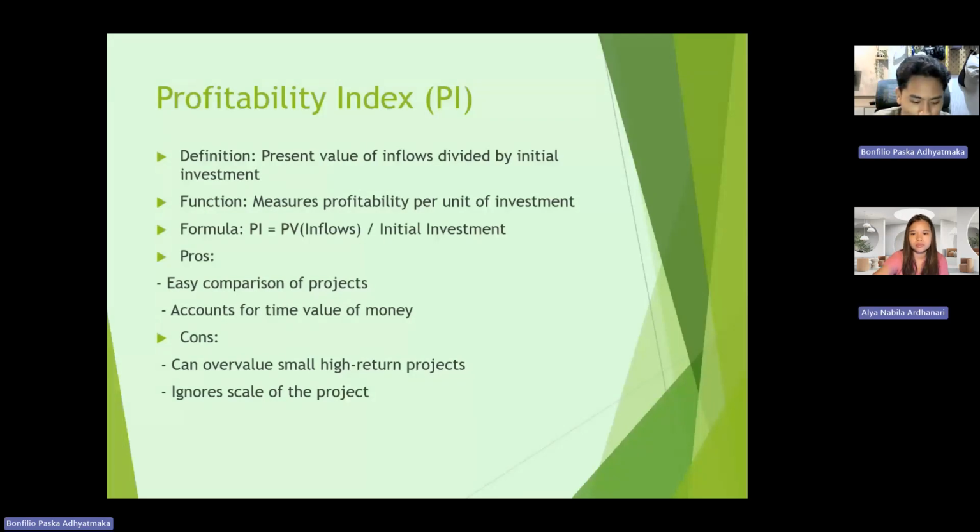The advantages include ease of comparison between projects of different sizes, and like NPV, it accounts for the time value of money, which gives it a realistic perspective. But the cons of PI are that it may overvalue smaller projects that offer high returns but low absolute profit, and it doesn't reflect the full scale or impact of a project. A high PI doesn't always mean it's the most impactful in total value.